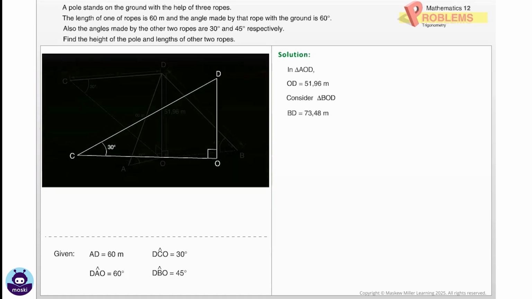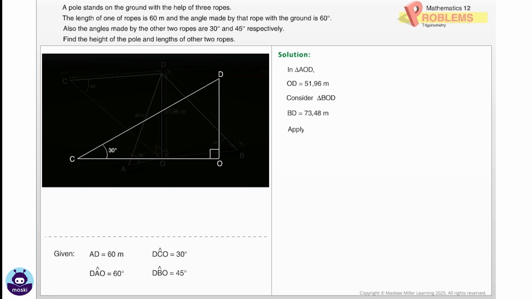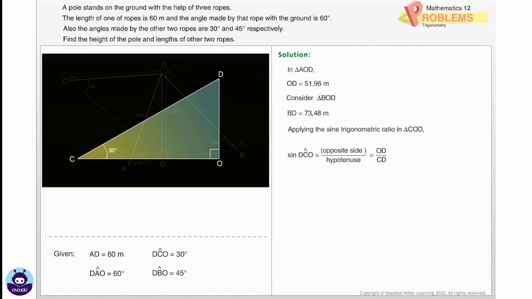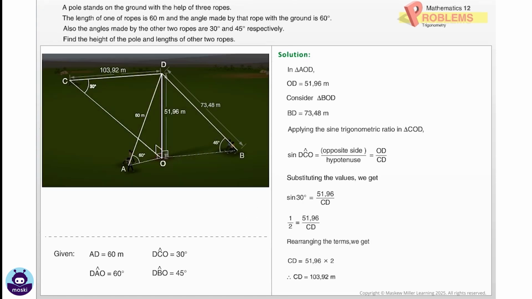Now, let us find the length of rope CD. Applying the sine trigonometric ratio in triangle COD, sine of angle DCO equals opposite side over hypotenuse, which equals OD over CD. Substituting the values, we get sine 30 degrees equals 51.96 over CD. Substituting the value of sine 30 degrees, we get 1 over 2 equals 51.96 over CD. Rearranging the terms, we get CD equals 103.92 meters.